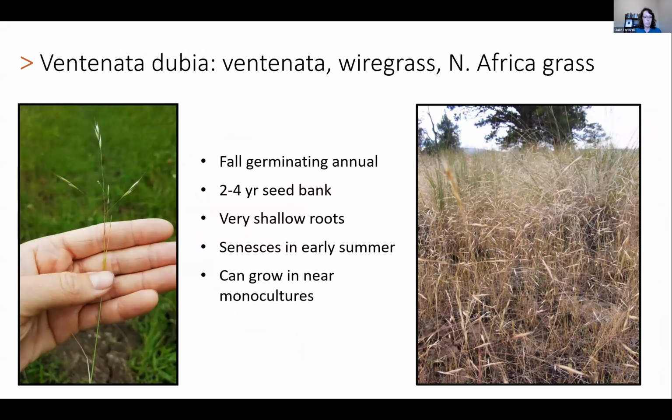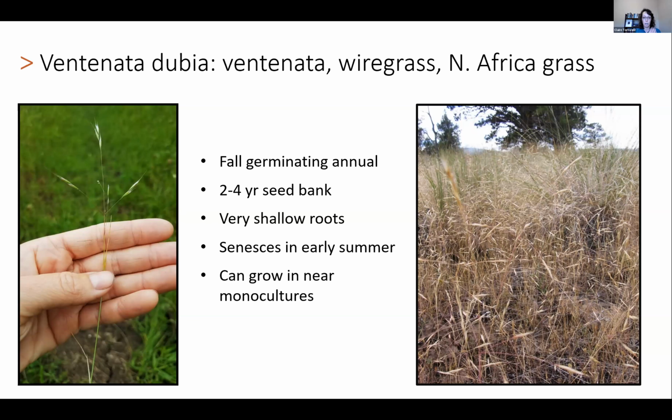Ground ventenata, some of you are probably really familiar, some of you may have not heard of it. Some of the common names are the genus name ventenata, wiregrass, North Africa grass. It's a fall germinating annual, like cheatgrass and Medusa head, and has many similar characteristics to those other common invaders. Relatively short-lived seed bank. It has really shallow roots, like less than 2 centimeters in many cases. So not a lot of infrastructure there underground.